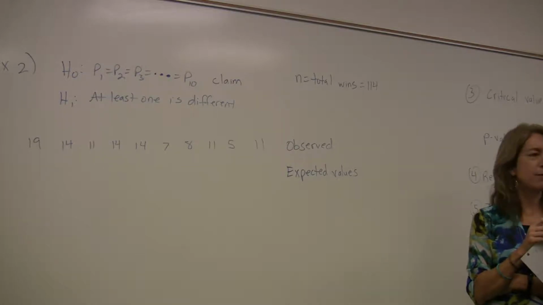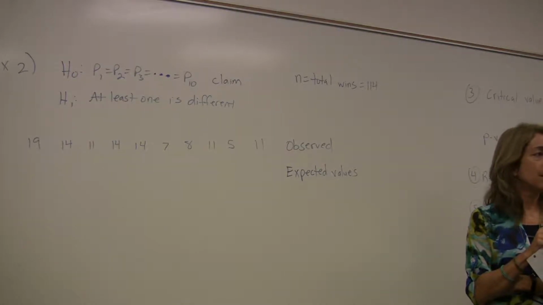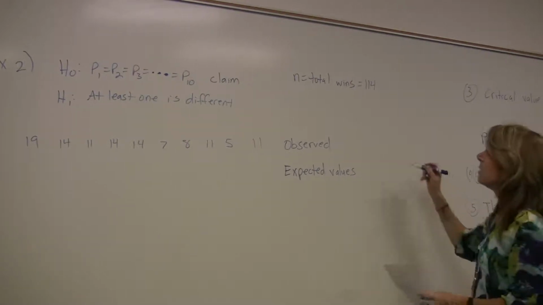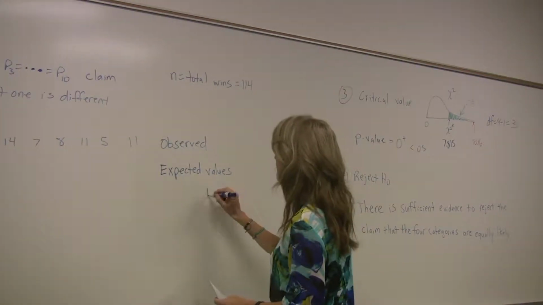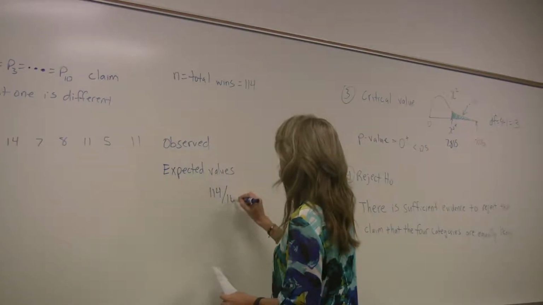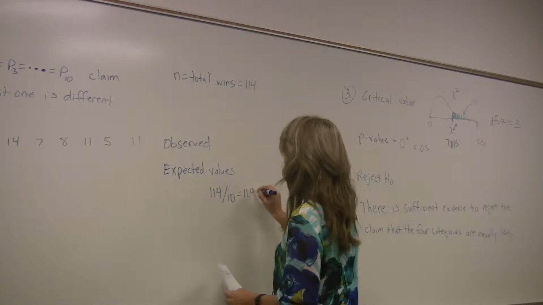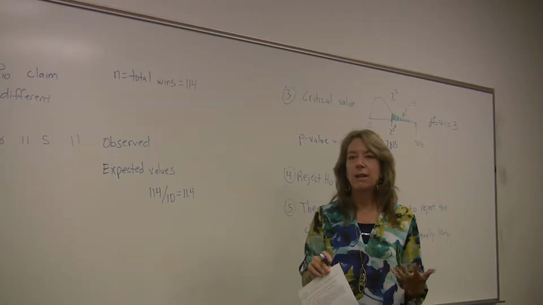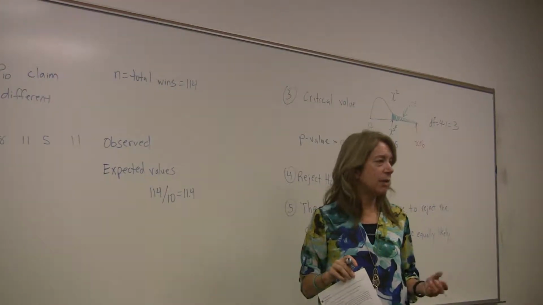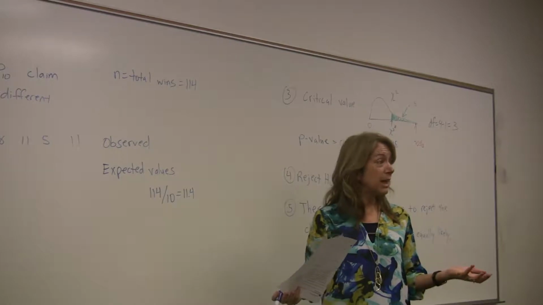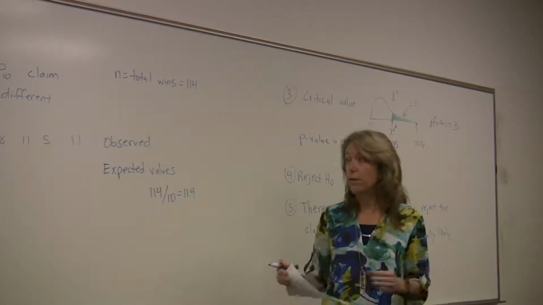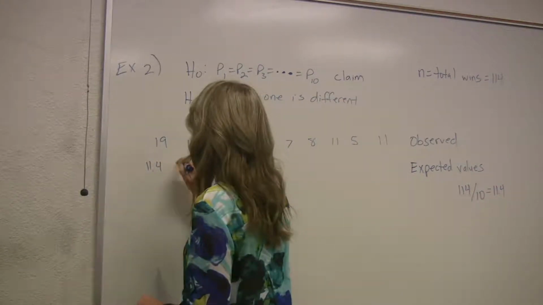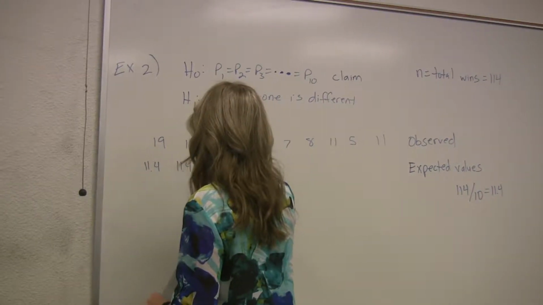What do I do with that 114? Divided by 10, because I'm saying all of those 10 should be equally likely. So my expected value in this case should be the 114 divided by 10, which is 11.4. Now technically I know you can't have 11.4 wins in any category, but if they were all equally likely, it would have rounded to 11.4. So it's okay to put 11.4 in here for every single expected value.